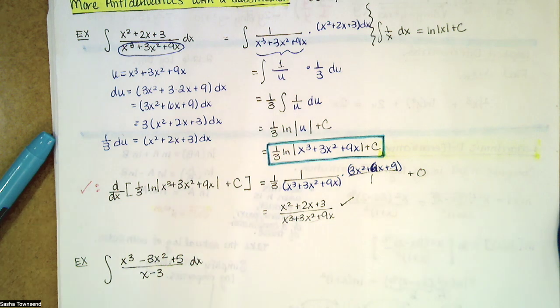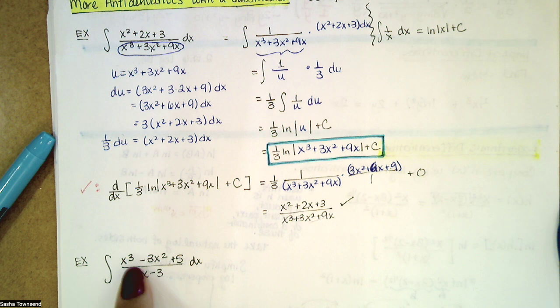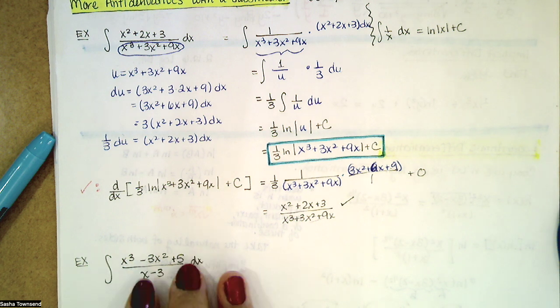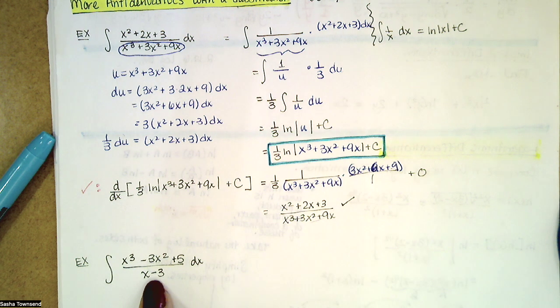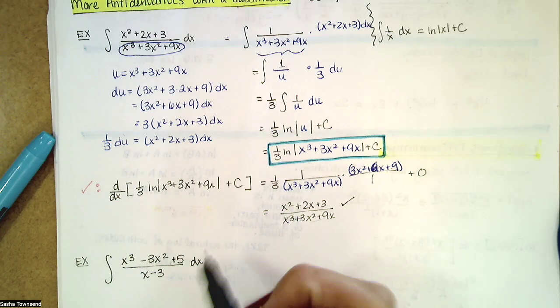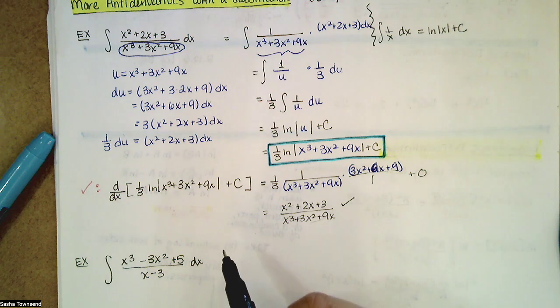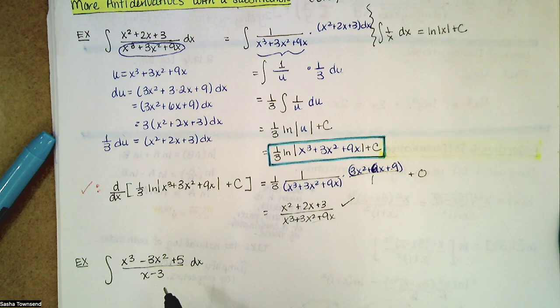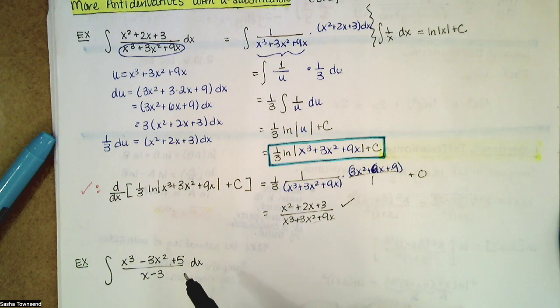So we have that. Now there are a couple of ways we could handle this. We could do long division first because we've got a degree 3 polynomial divided by a degree 1 or linear polynomial. So we might get something quadratic plus a remainder over our divisor. The remainder over the divisor will have a degree 0 polynomial, or a constant, divided by x minus 3. And we can handle that with a u-substitution. So we might do that.